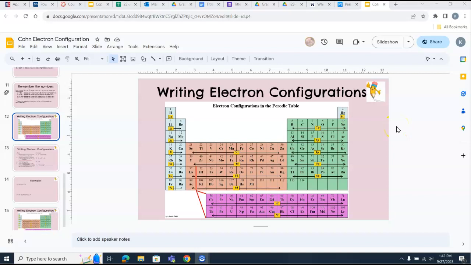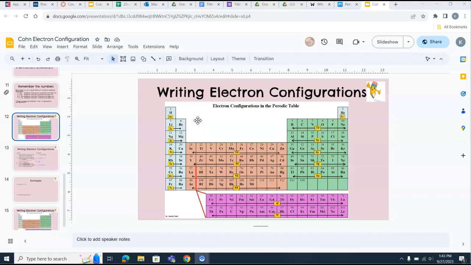Okay, so let's go ahead and do a couple more examples of electron configuration, because they can be a little bit tricky. Remember that the periodic table is arranged in order of increasing atomic number. One, hydrogen, has one proton, one electron. Two, helium, has two protons, two electrons. Lithium has three electrons. Beryllium has four, so on and so forth.